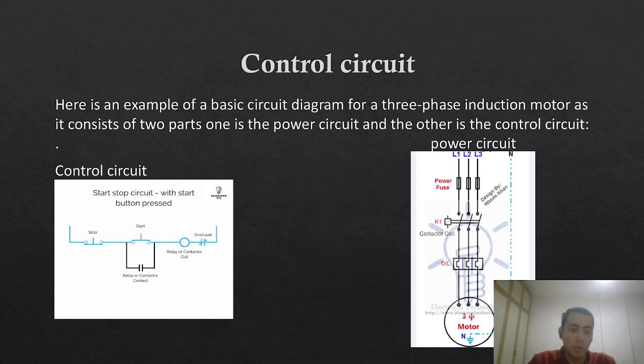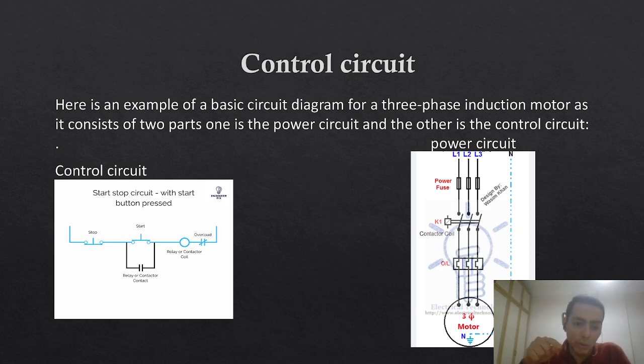Our control circuit consists of a lot of parts such as start switch, stop switch, relay or contactor coil, overload normally closed contact, and the contactor normally open contact.